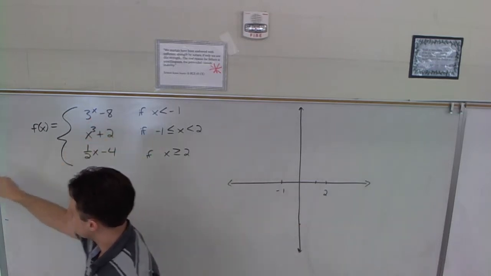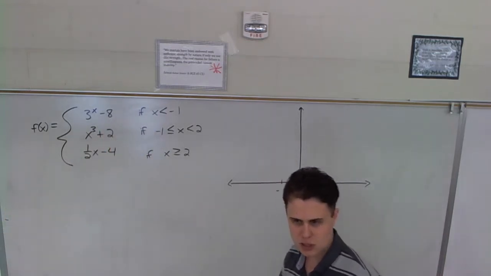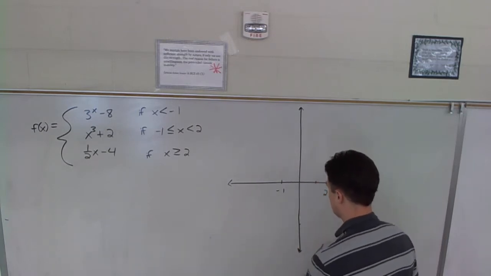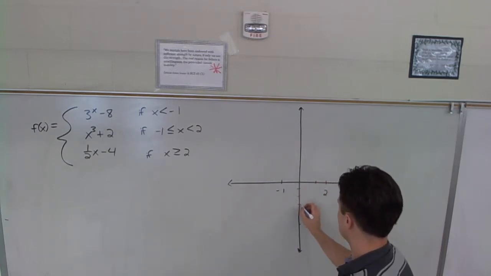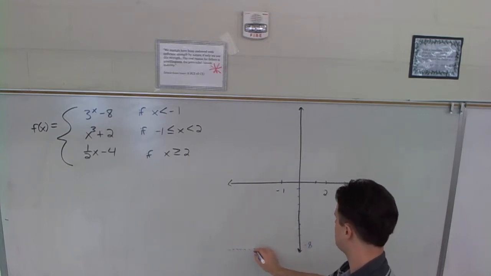I think it's like one of these. It's an exponential growth, and the minus 8 shifts it down 8. So its asymptote is going to go down 8. So I'm going to go down 8. 1, 2, 3, 4, 5, 6, 7, 8. About right there. Draw the new asymptote.